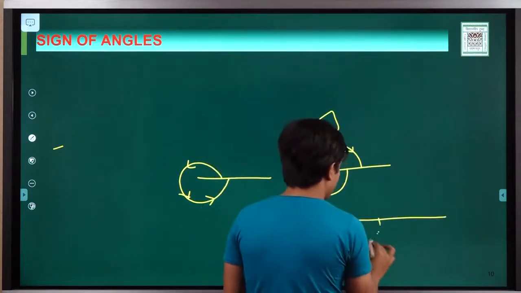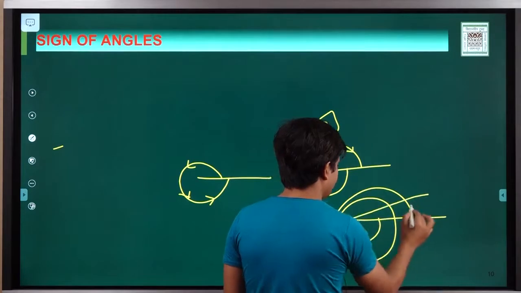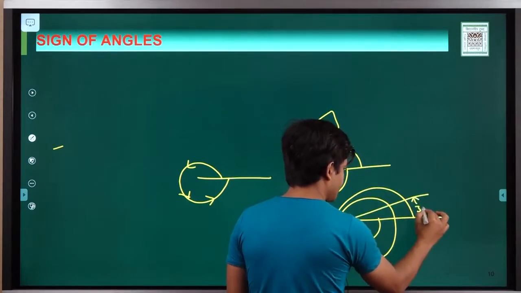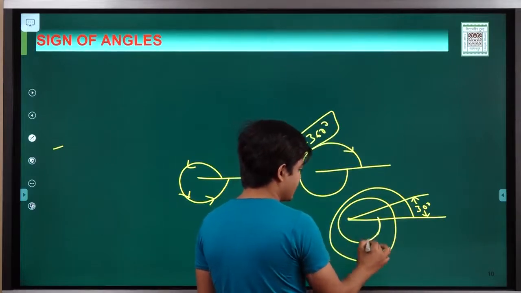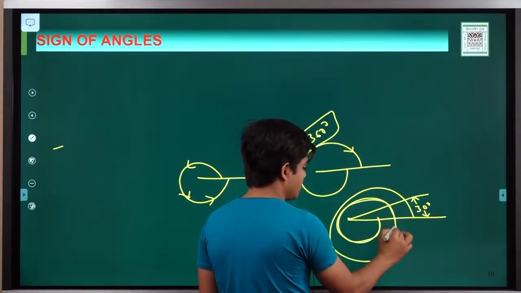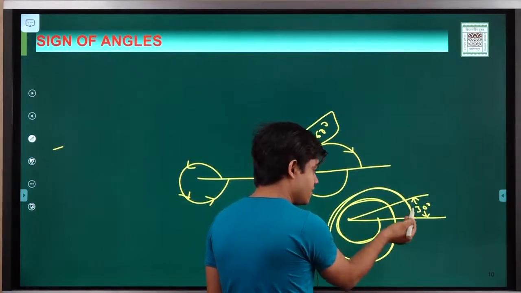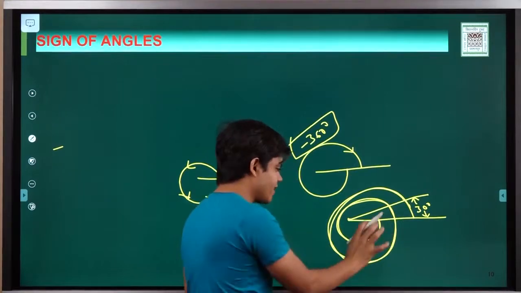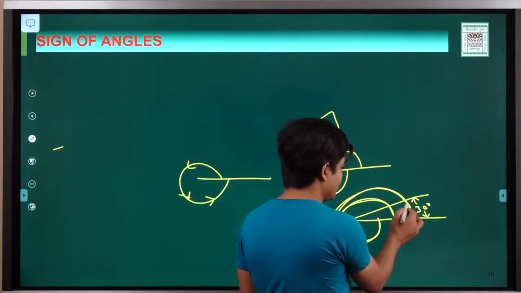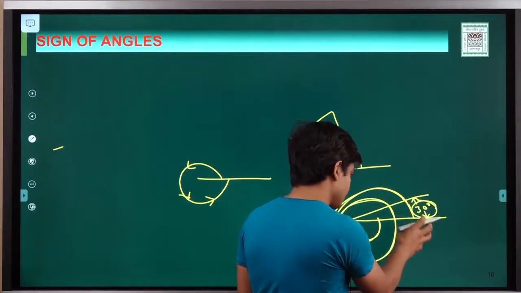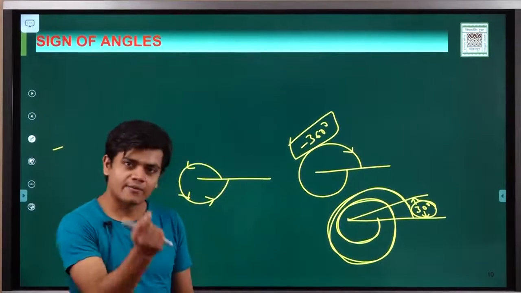So in this way, again we can see, if this is the angle, and if this angle is 30 degree, but in the clockwise sense, then we can say minus 360, minus 720, but the second revolution has not completed. So 720 minus 30, and minus.